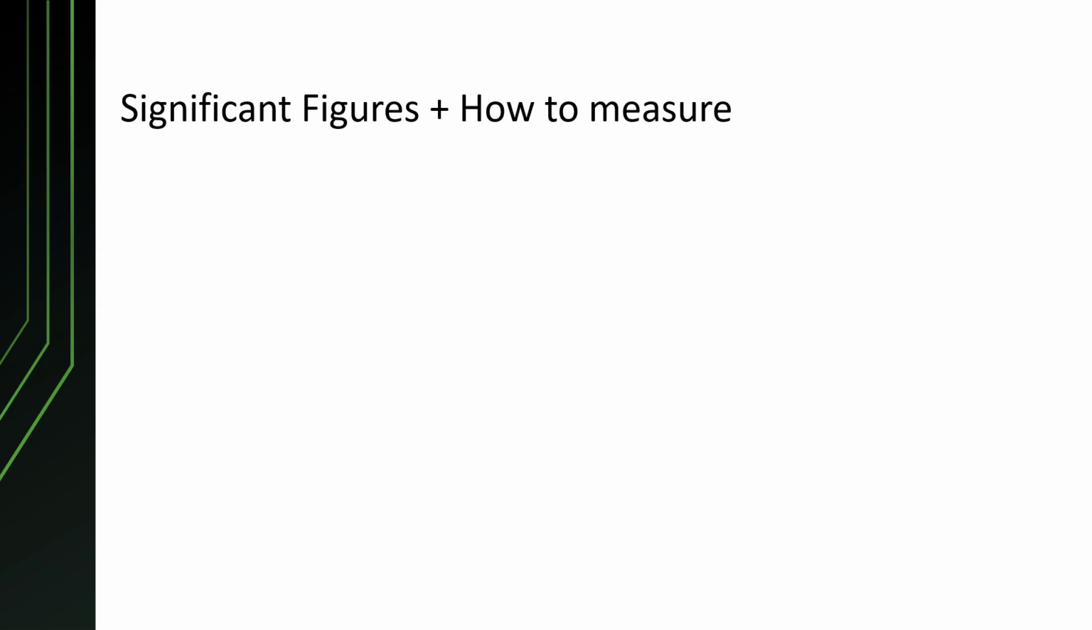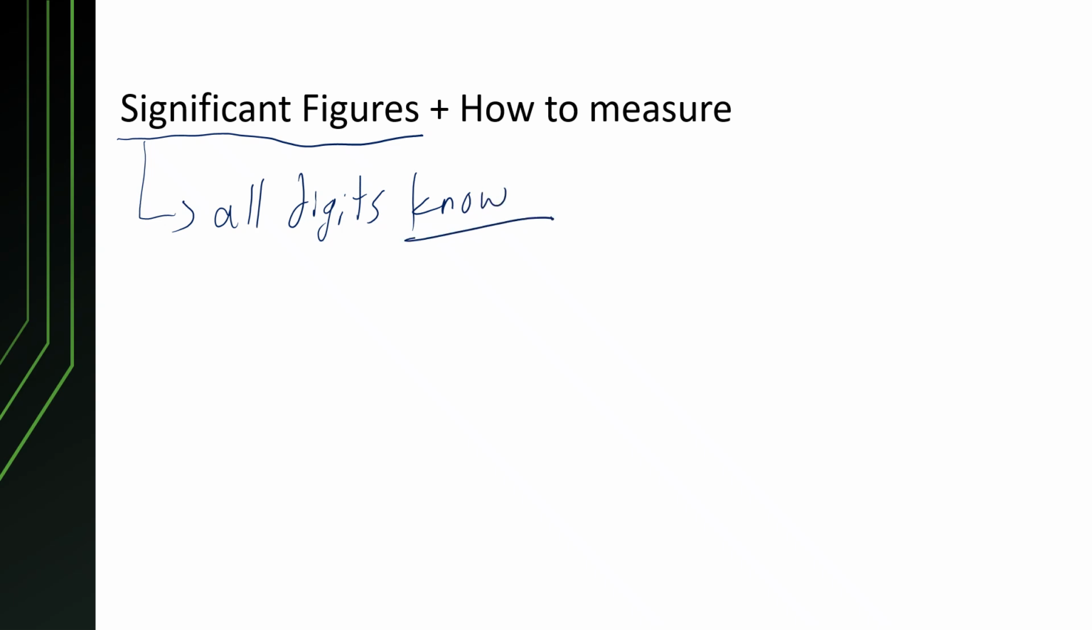Now, when we're dealing with chemistry, we're talking about significant figures. So that's which numbers in our measurements are the significant, the important ones. And we're going to define that as all of the digits that we know for sure, plus one digit that we estimate.